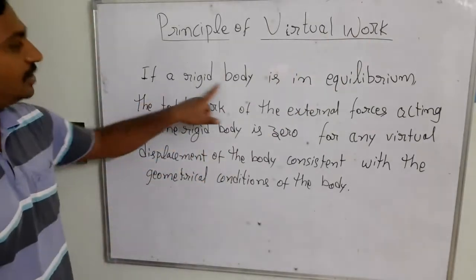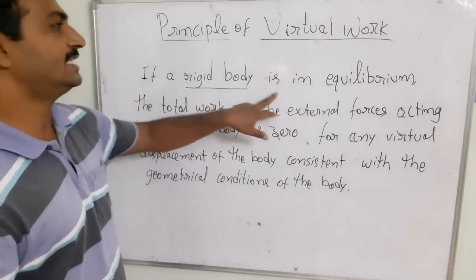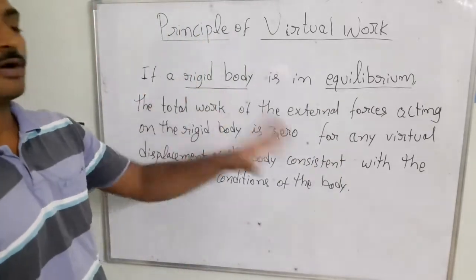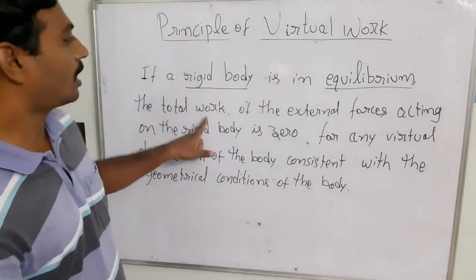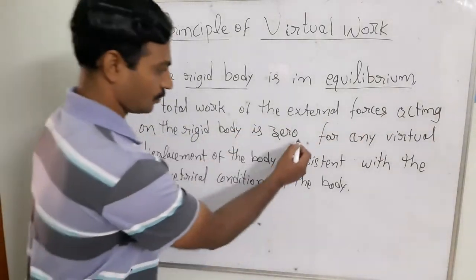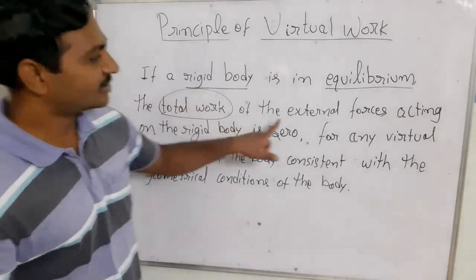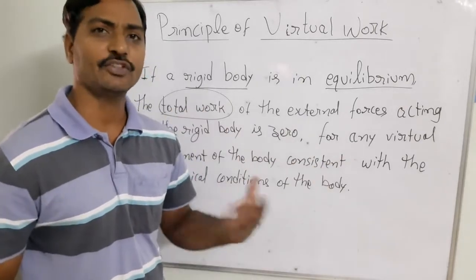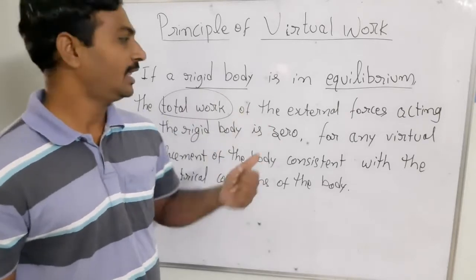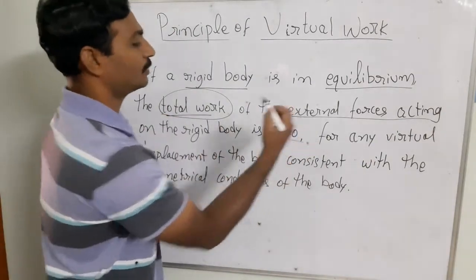So here, if a rigid body, now we have taken a particle, is in equilibrium, then even though a system of forces is acting, the total work of the external forces acting on the rigid body is 0. That means, however many external forces are acting on this system, force into displacement gives work 1, work 2, work 3, and for the external forces acting on the rigid body, the total work is equal to 0.